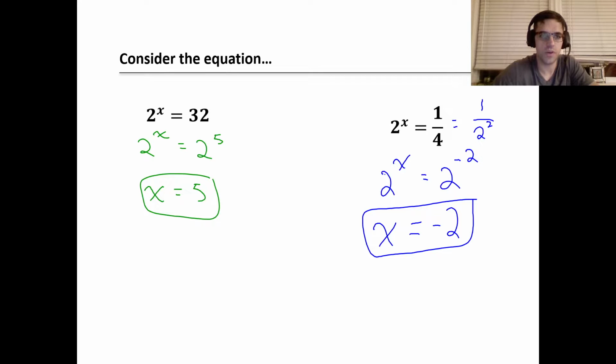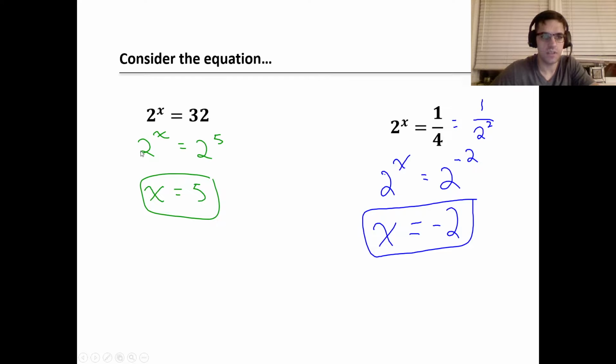So consider the equation 2 to the power of x equals 32. Now, if you know your exponents, you can figure out 2 to the power of what equals 32? Well, 2 to the power of 5 equals 32. And so, to think about this in a way that's going to help us solve more complicated problems, I can think of 2 to the power of x equals 32 as 2 to the power of x equals 2 to the power of 5.